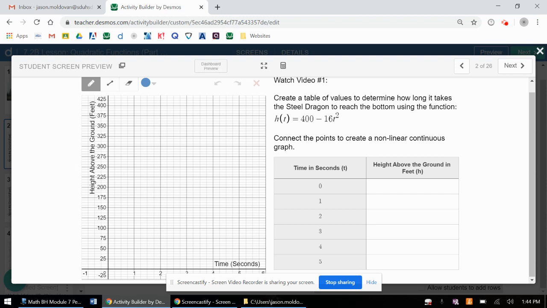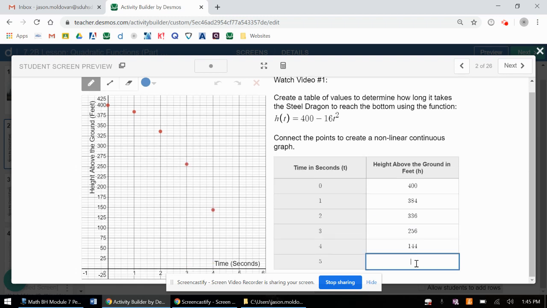And this graph is going to have elements that are like absolute value, but we are going to curve this graph. So this was 400, was 384, 336, 256, 144, and 0. So we actually have in this graph the y-intercept, and we also have the x-intercept. Because one of the questions we were supposed to think about is how long would it take the steel dragon to reach the bottom of this drop.